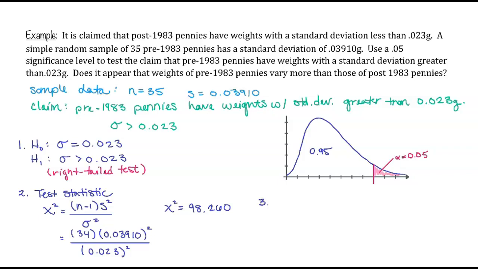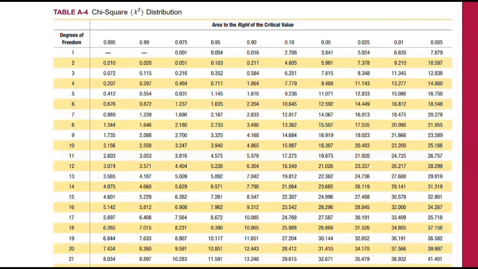Now we have 2 options for step 3. We can go the critical value method or the p-value method. I'll show you both. First, for the p-value method, we need the area to the right of our test statistic. In order to do this, we're going to need our chi-squared distribution table. The chi-squared distribution table has degrees of freedom down the left column.